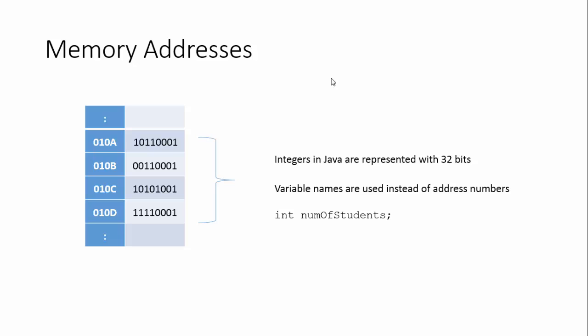So if I wanted to store an integer in memory, instead of saying, oh, I want to store this integer at 010A, I can say, go create a variable called num of students, and instead of referring to that memory location as 010A, I can refer to that memory location as num of students.